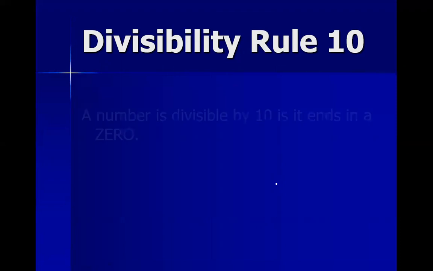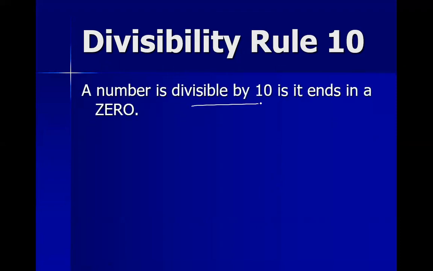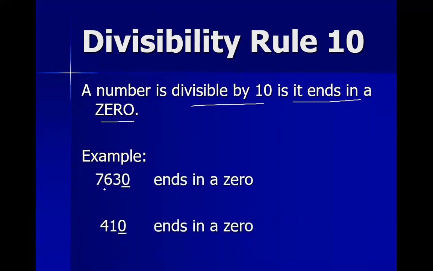So what is it saying? A number is divisible by 10 if it ends in a 0. If the last digit is 0, then the divisibility rule of 10 is applicable. Now, an example is 7630. Only you have to see the last digit of the given number.